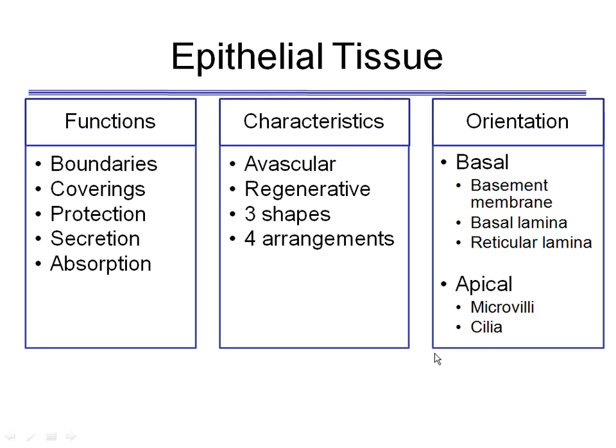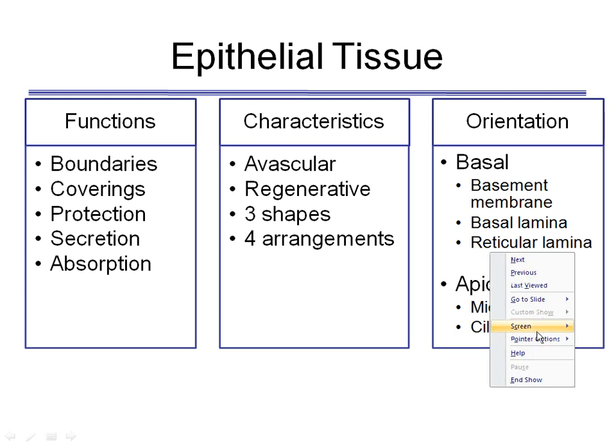So that means it has to be in contact with the blood supply, and it definitely is. The blood supply is immediately underneath the tissue. So you won't find blood vessels inside epithelial tissue. You will, however, find blood vessels immediately deep to epithelial tissue. Also with epithelial tissue, you are dealing with shapes of cells in arrangements. There are 3 shapes, and then there are 4 arrangements, and we'll look at those in a moment.